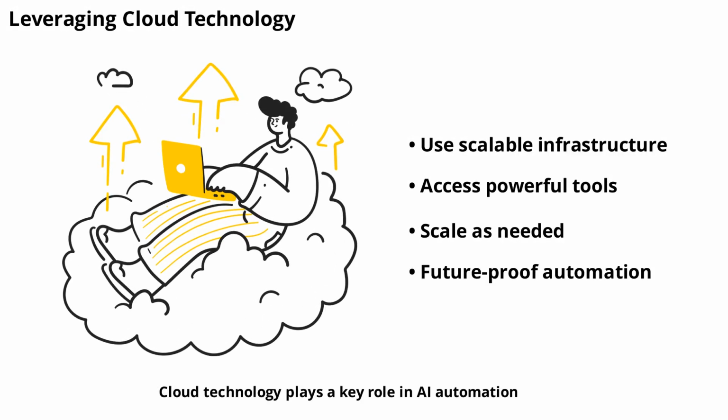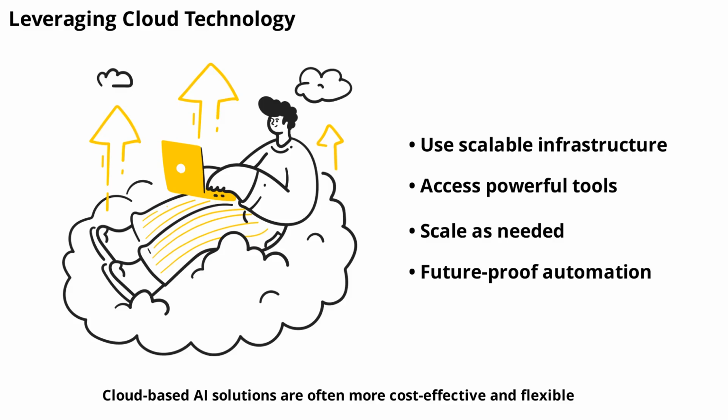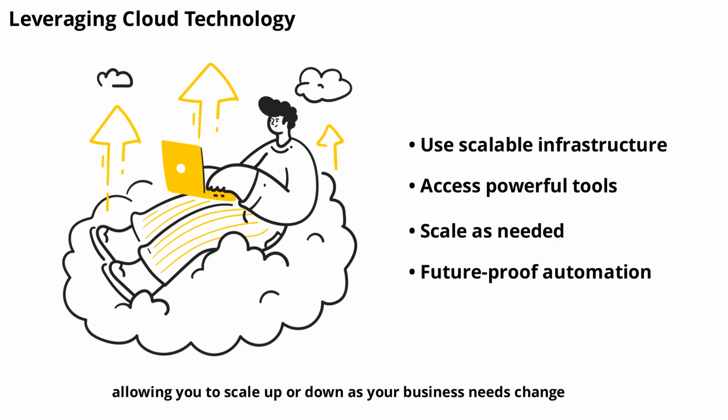Cloud technology plays a key role in AI automation by providing scalable infrastructure and easy access to powerful tools. Cloud-based AI solutions are often more cost-effective and flexible, allowing you to scale up or down as your business needs change. Leveraging the cloud ensures your automation efforts are future-proof and adaptable.